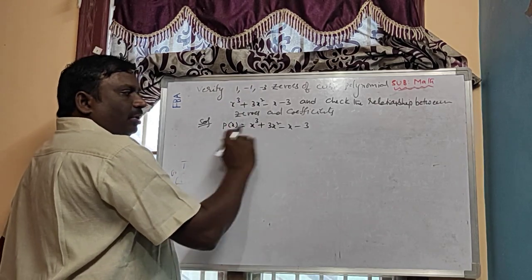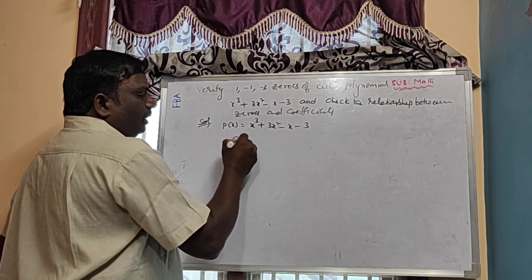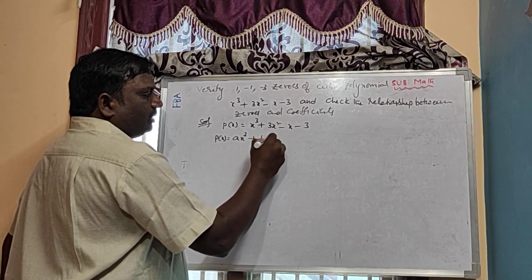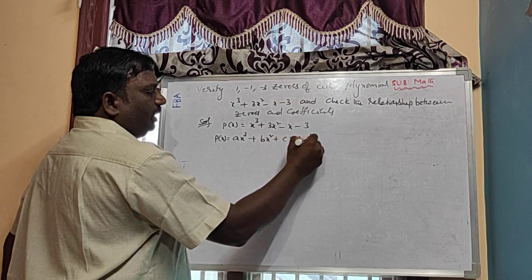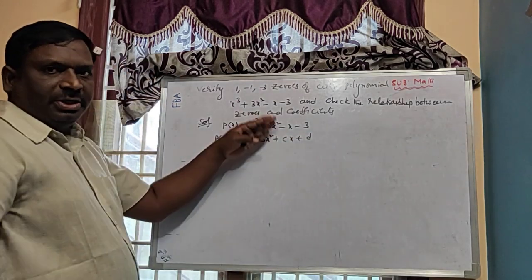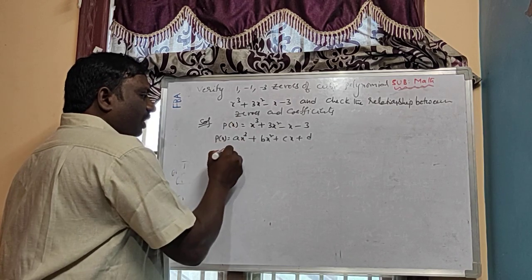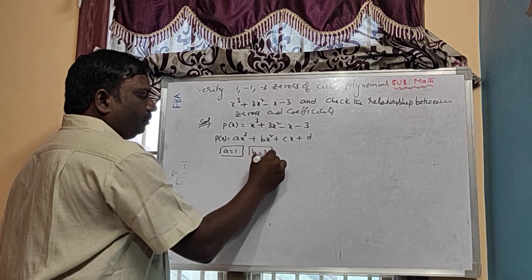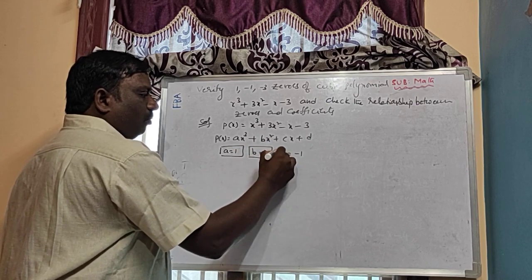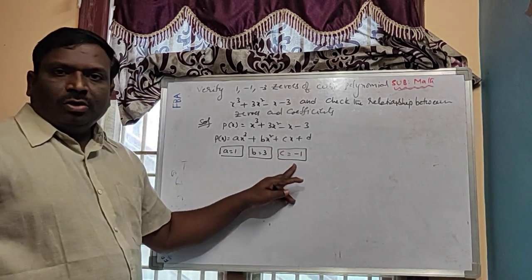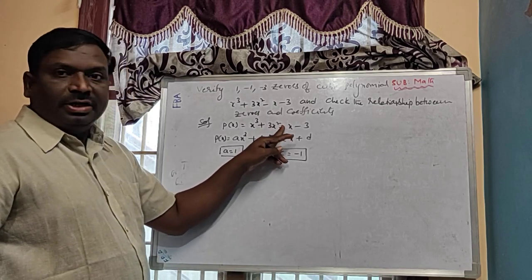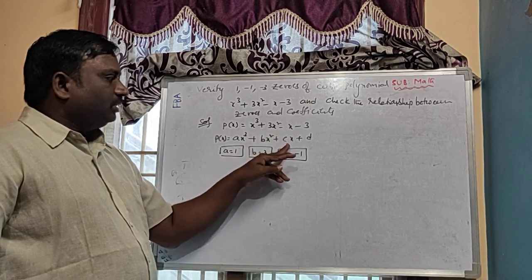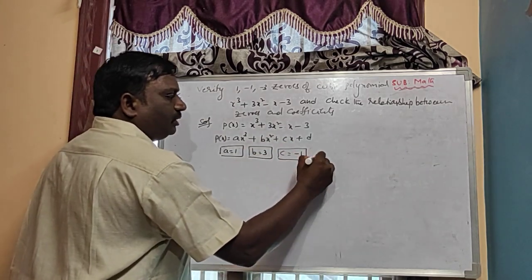If you take the general form of a cubic polynomial, it is ax cube plus bx square plus cx plus d. When you compare these two expressions, you will get a value equal to 1 and b value equal to 3, c value equal to minus 1. Children make a common mistake here. They will not take the negative sign. For the c value they take directly 1, but that is not correct. The c value is minus 1 and the d value is minus 3.